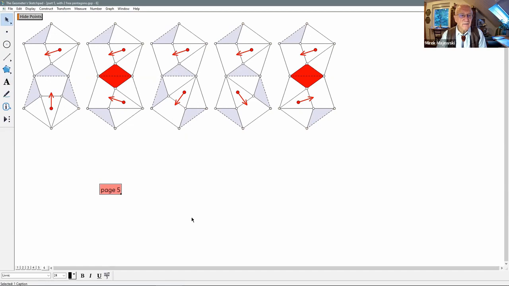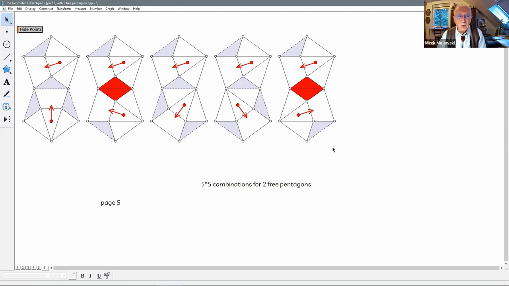So we got, in fact, how many? 5 times 5 combinations for 2 pentagons, really. I call them free pentagons because some pentagons can be fixed in some way and you cannot really do anything with them. So look, this is what you get for 2 pentagons.